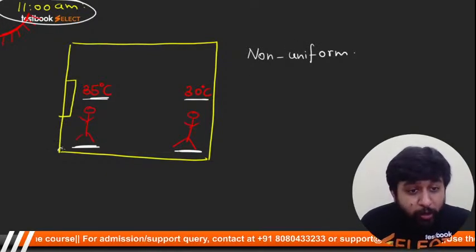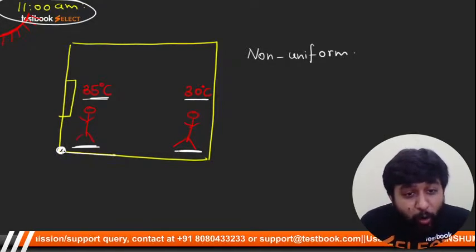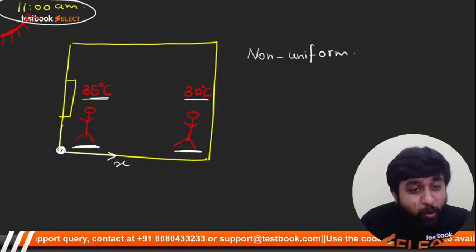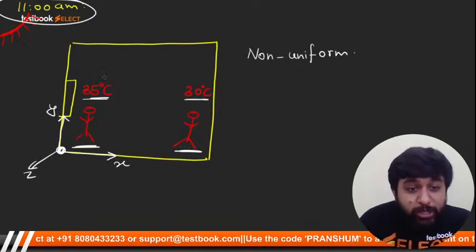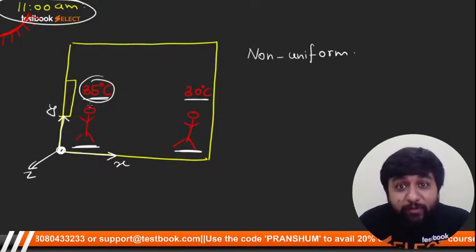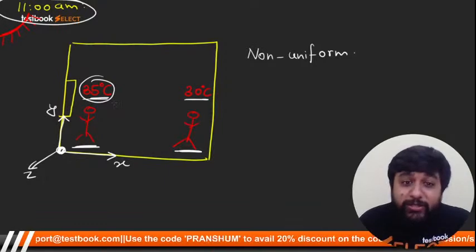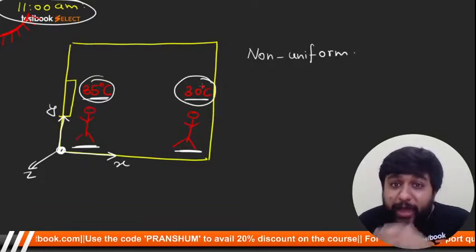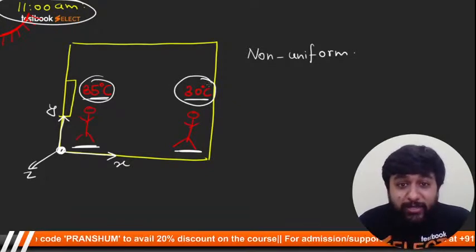So how do you explain this mathematically? You take a coordinate system with axes x, y and z. This point becomes x1, y1, z1. What is the temperature? T1, 35 degrees Celsius. This point will be x2, y2, z2. What is the temperature? T2, 30 degrees Celsius.